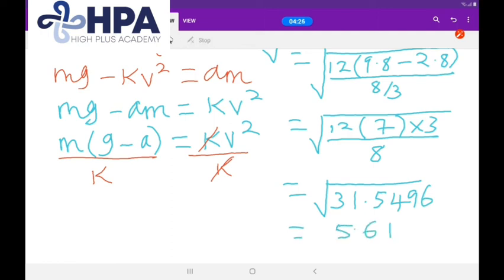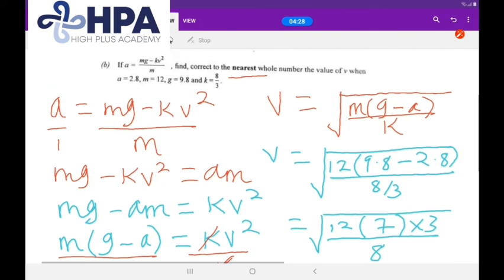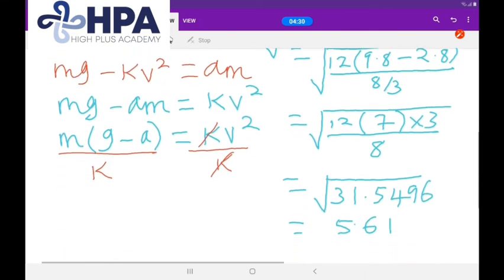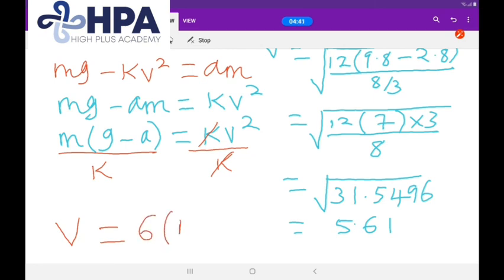5.61. Is that okay? But the question says what? Correct to the nearest whole number. What do you think that will be to the nearest whole number? Therefore, v becomes what? Very good of you. v becomes 6 to the nearest whole number. You have to follow the rules. Nearest whole number.